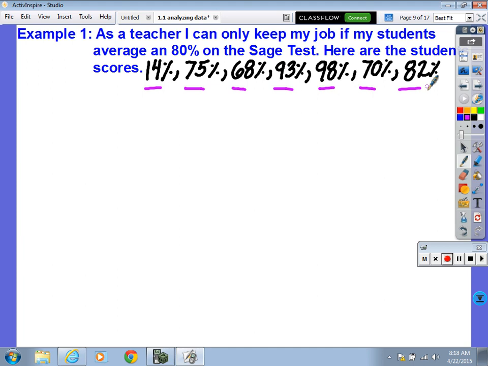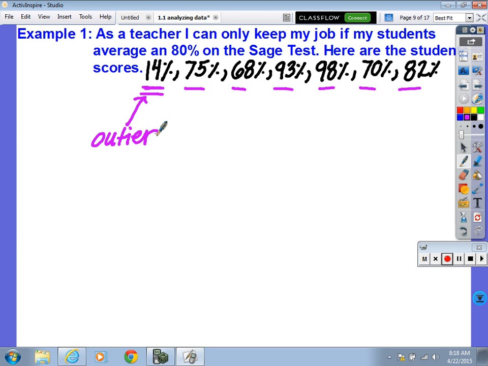Now, can you tell from these data sets which one's extremely different than the rest? 14%. That's extremely lower than anything else here. There's nothing even close to that. So that would be our outlier. So let's find the mean, the average. Remember, mean people call you average.